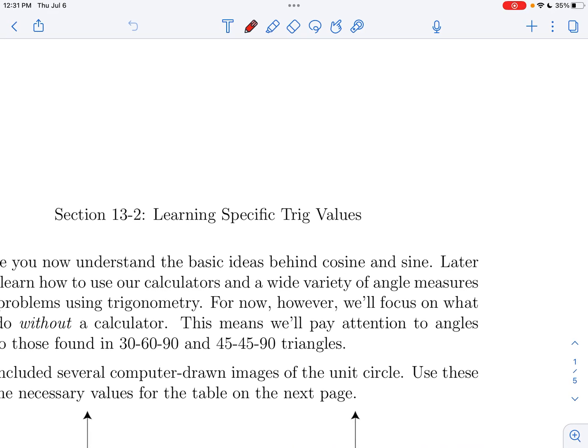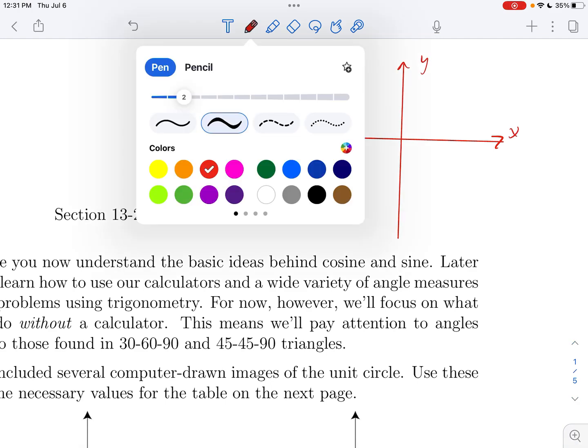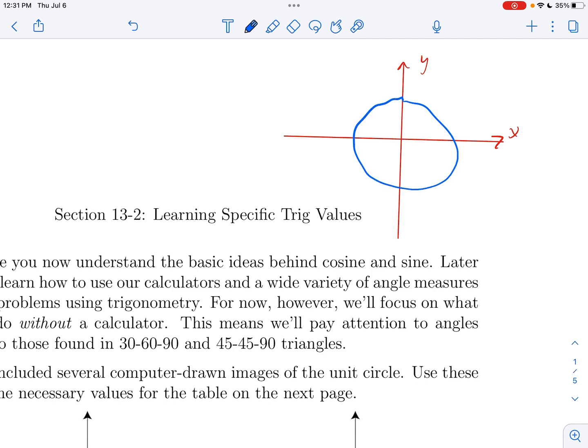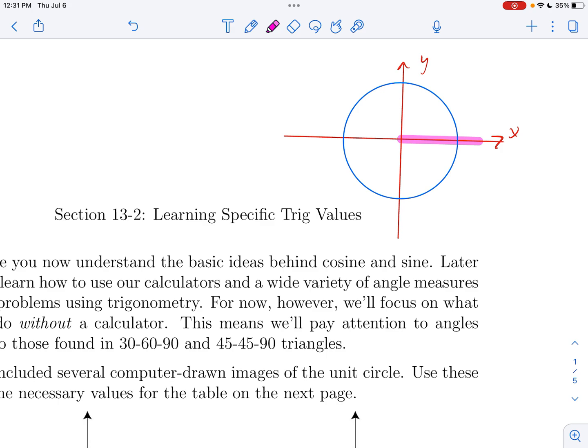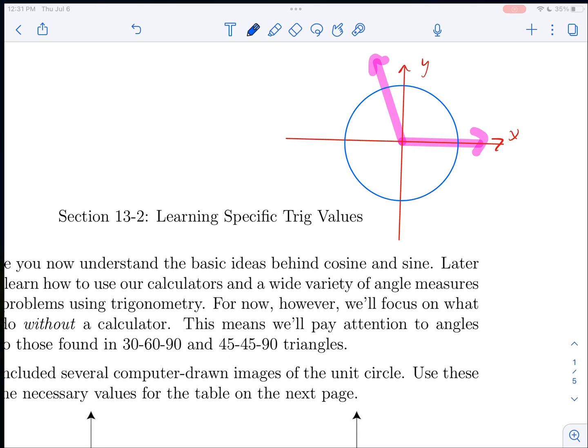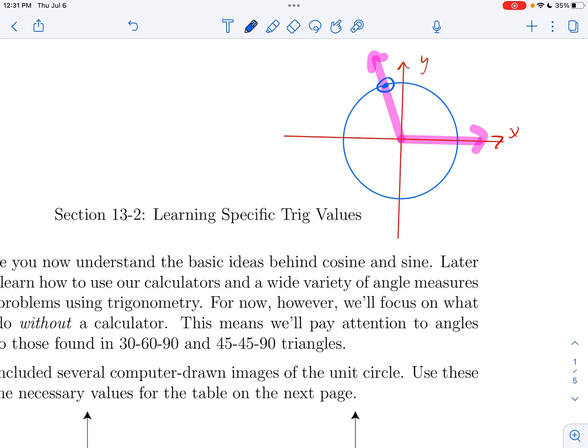If we have an angle in standard position, so we'll draw our x-axis, we'll draw our y-axis, we'll draw our unit circle. By definition, the unit circle is centered at the origin and has a radius of 1. Let's try to make this a little more symmetrical. Here is our angle in standard position. We think about the point on the unit circle that corresponds to the terminal side. Here's my angle theta. And by definition, the x-coordinate of that point is cosine of theta.